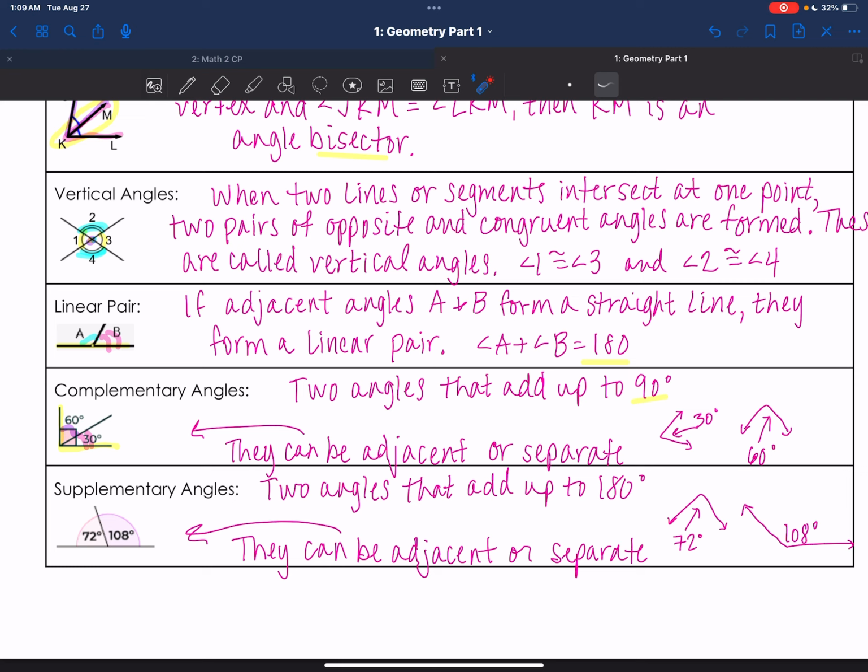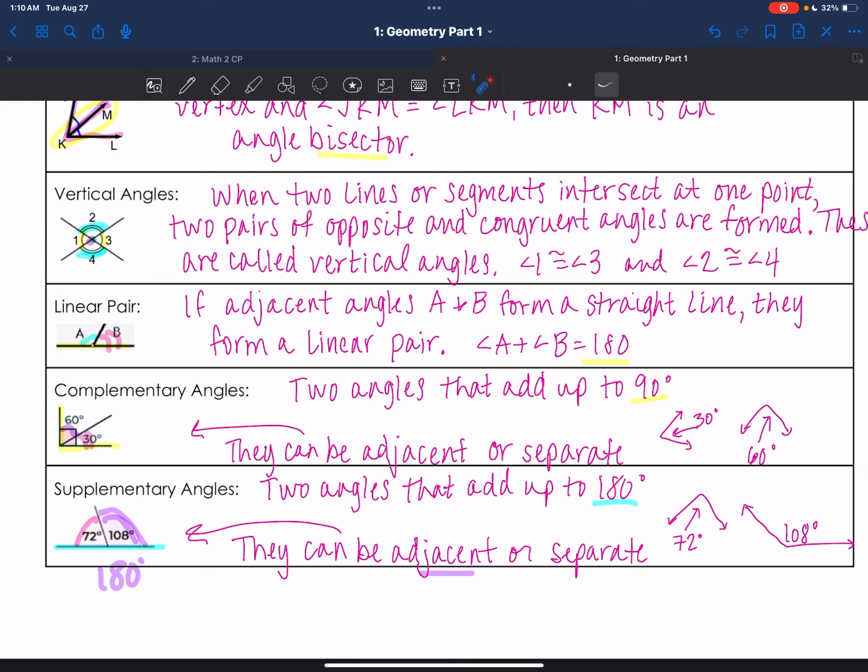And then last but not least is supplementary, two angles that add up to 180 degrees. So if you were to have 180 degrees, that's right here. And you can have your two, I'll keep the same colors. So this is 72 plus 108. Those two angles add up to be 180 degrees, and they can be adjacent, meaning that they share a side. So this would be the adjacent right there. That's the side they share, or they can be separate. So they do not have to share a common side. So 72 plus 108 equals 180. So that means they're supplementary.